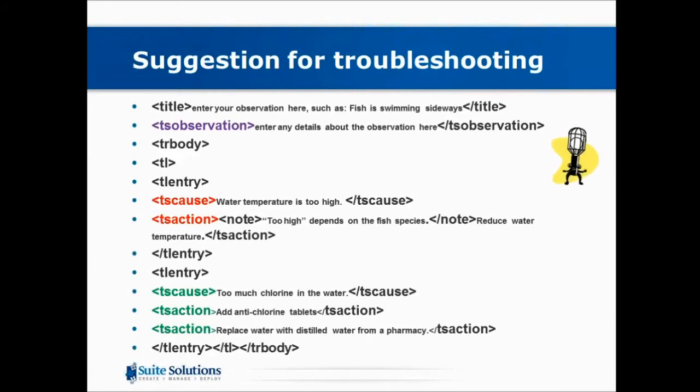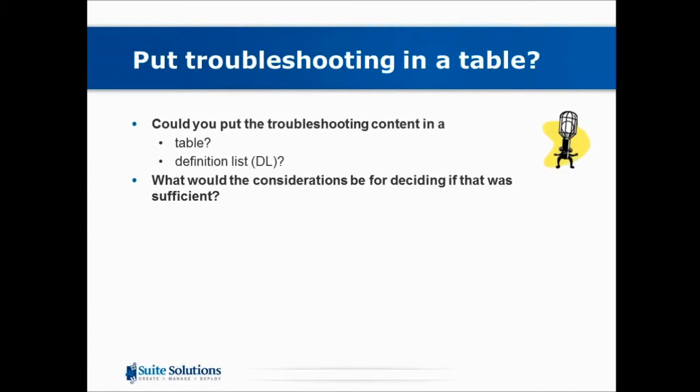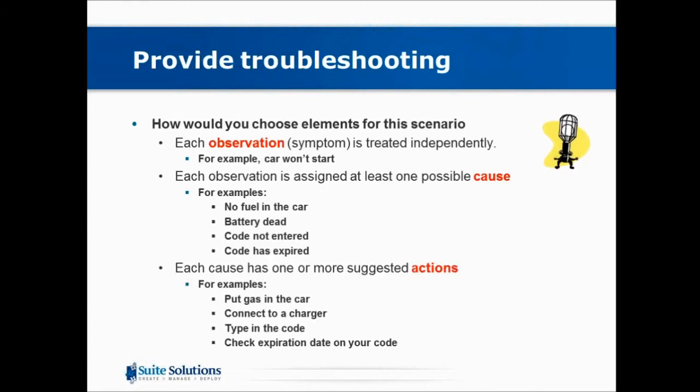I guess my answer, I'm kind of cheating here, is that if I do that, I'm really limiting myself. If I say I'm having a table, then semantically I don't understand that this observation, car won't start, is related to no fuel in the car, and no fuel in the car is related to put gas in the car. That would have columns and rows, and there'd be no way for the machine to have intelligence and say that if the battery is dead, then I need to connect to a charger or replace the battery. If the code isn't working, then I need to make sure I'm typing in the correct code or see if it's expired. So to be semantically correct, I can't use a table.